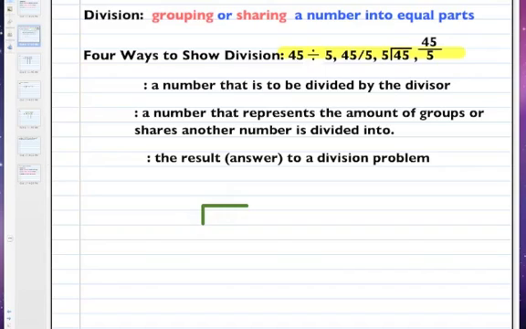The number that we're trying to group or share is called the dividend. In our problem below, our dividend is 45. The number of groups or shares that we're dividing the number into is called the divisor. And in our division problem, 5 is our divisor. The result, or the answer to our division problem, is called the quotient. 45 divided by 5 has a quotient of 9.